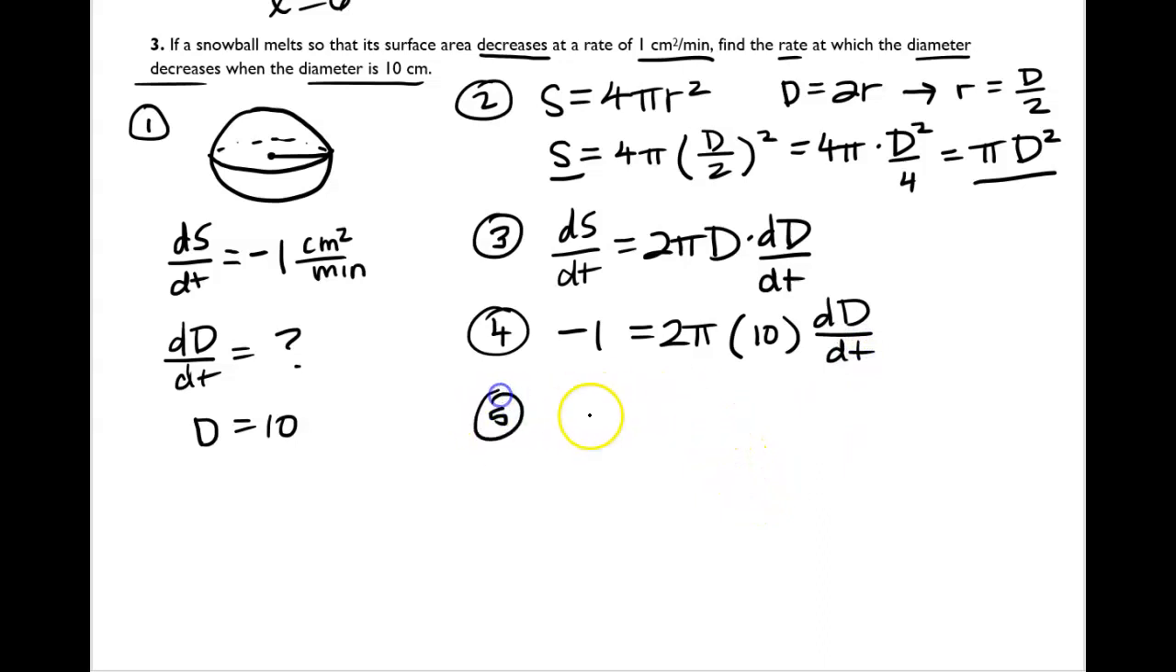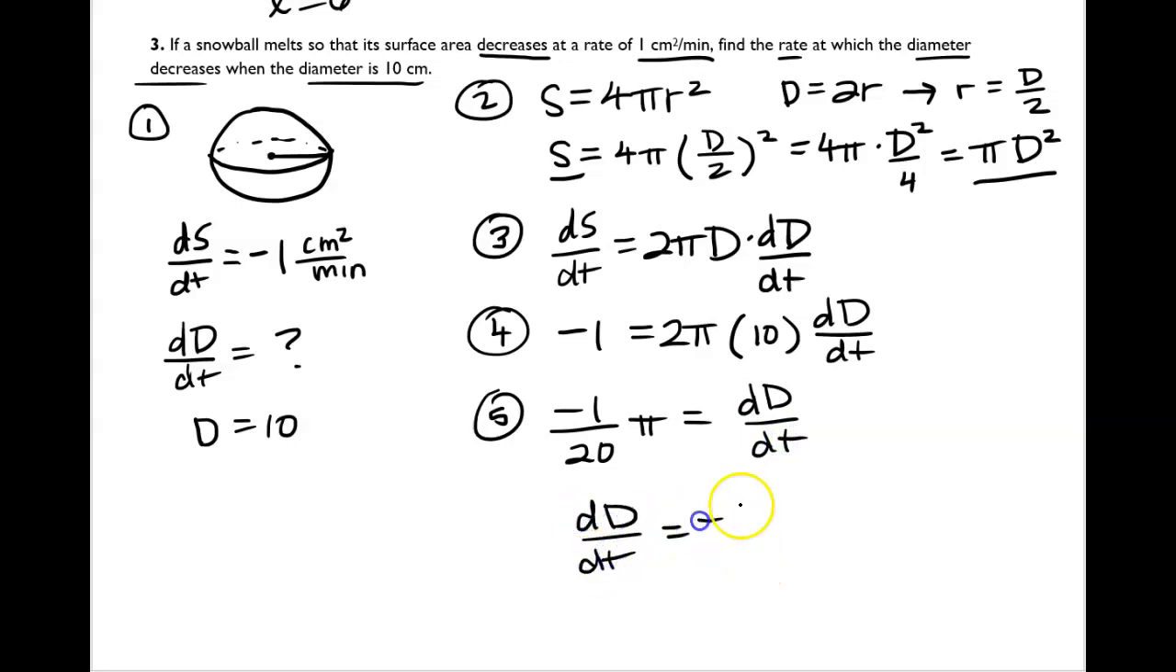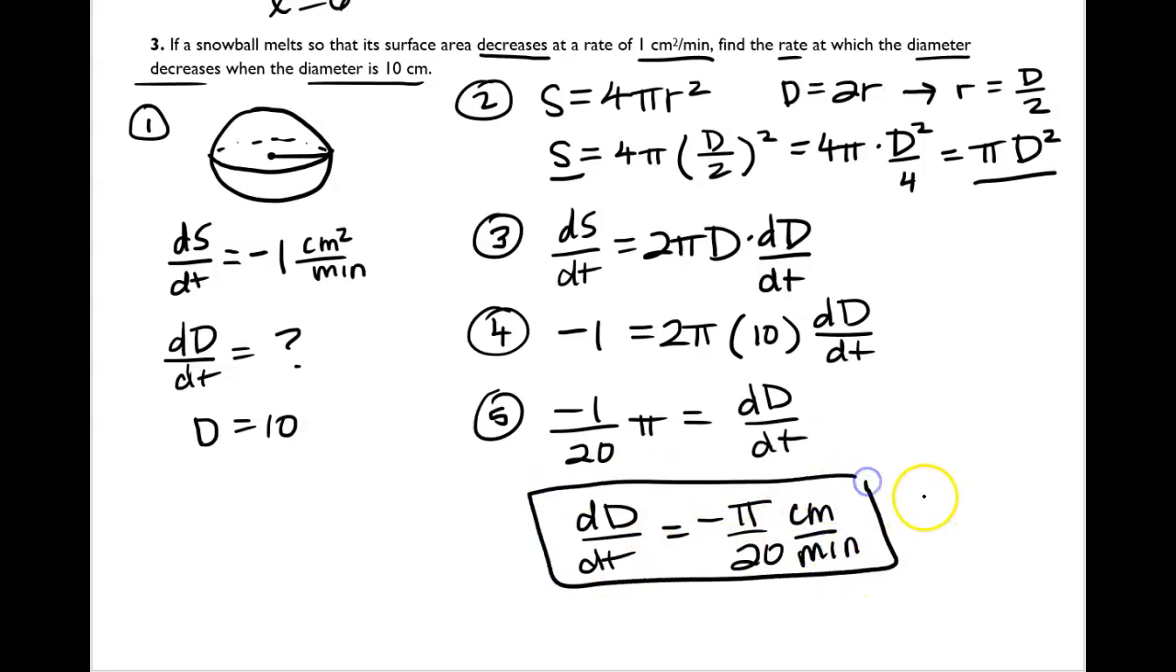So now I solve. So I have -1 over 20 pi equals my rate of change of diameter. And really, I'm going to rewrite it this way, negative pi over 20. And then my units, this is diameter, which would be measured in centimeters per minute. Always make sure you go back up and read the units in the problem. It might not be what you assume it is.